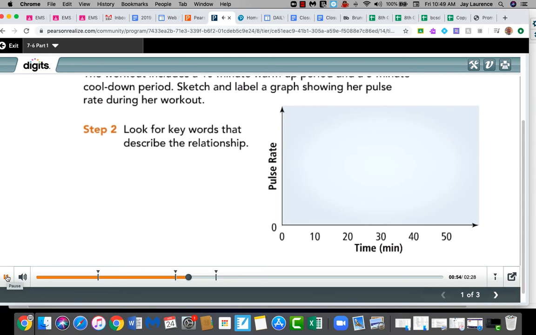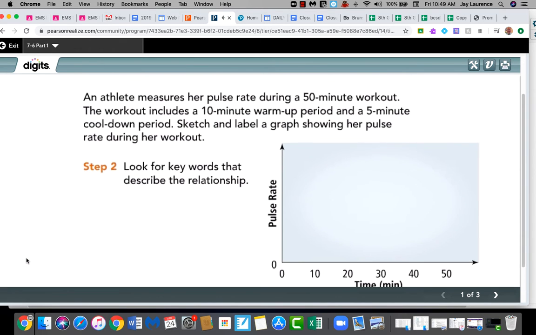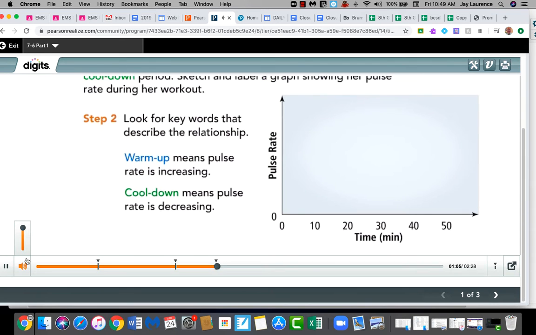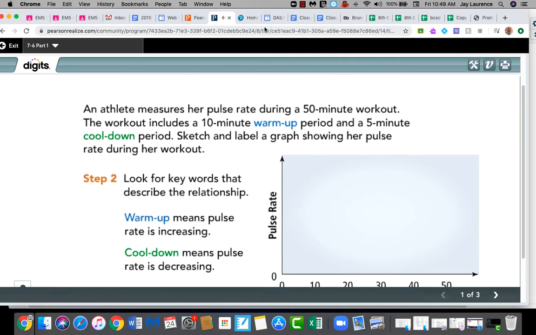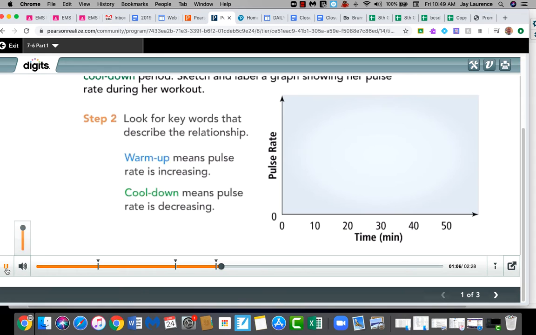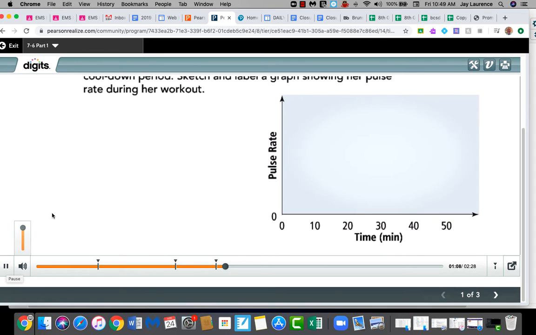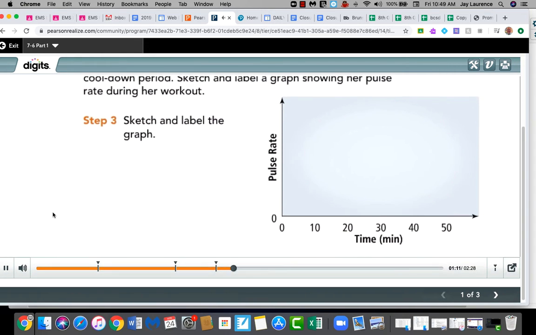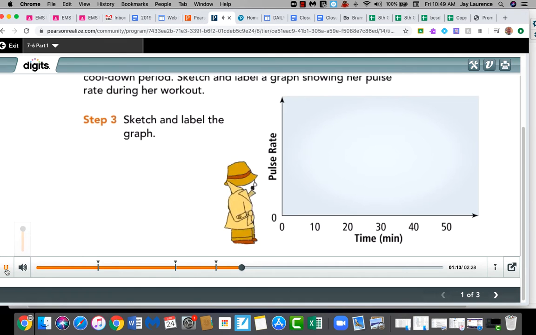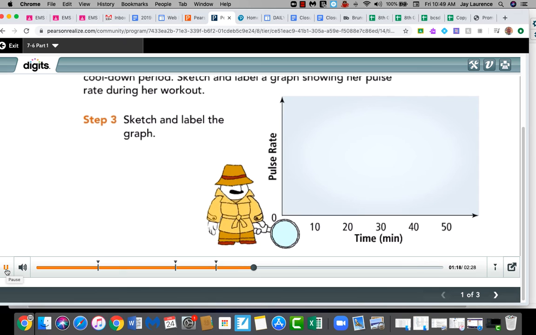Step 2. Look for key words that describe the relationship. Warm-up means that her pulse rate is increasing. Cool down means that her pulse rate is slowing down or decreasing. Step 3. Sketch and label the graph. Don't forget to analyze the situation before you graph it.